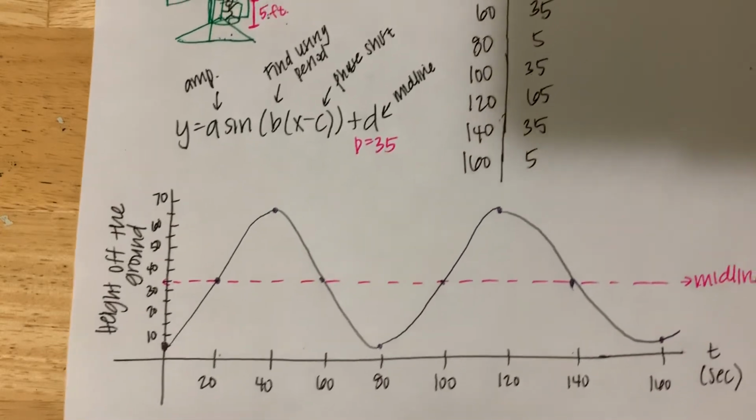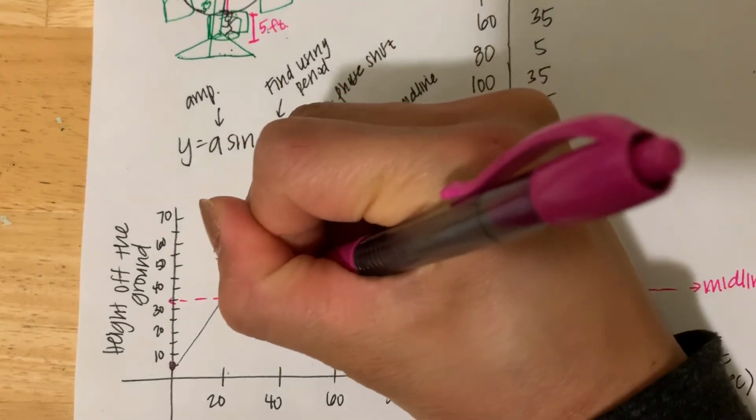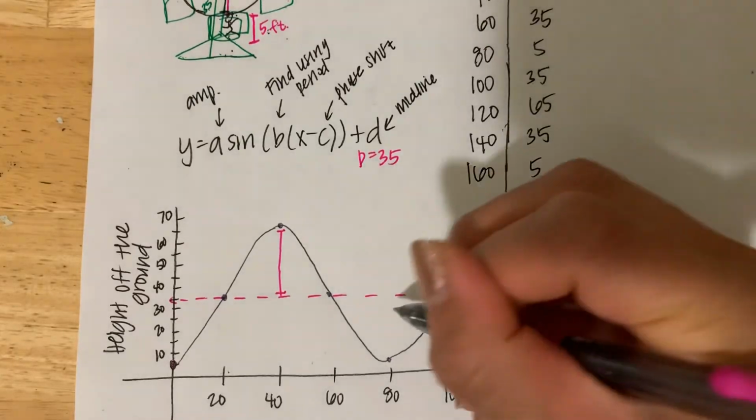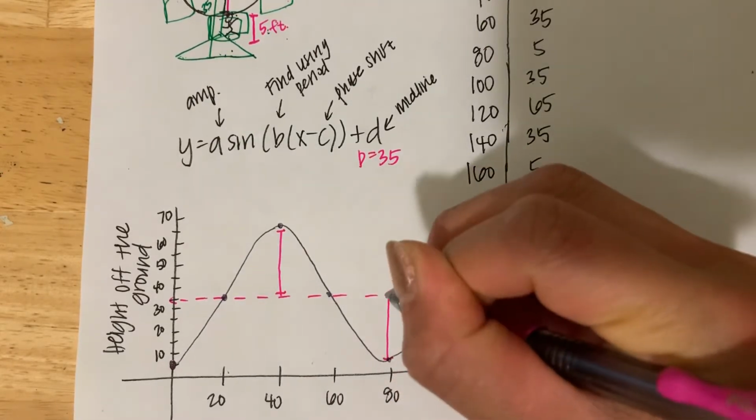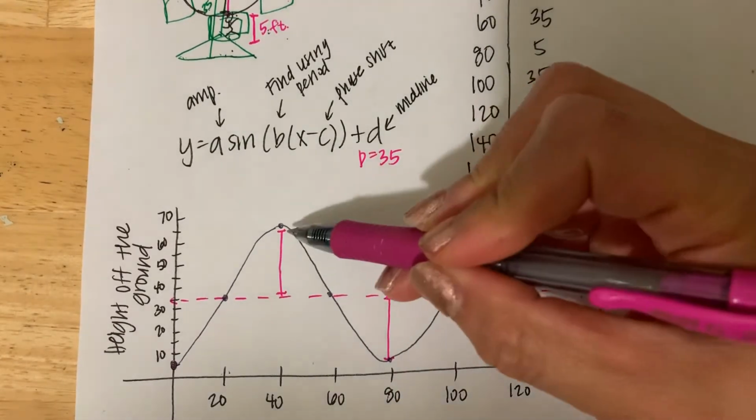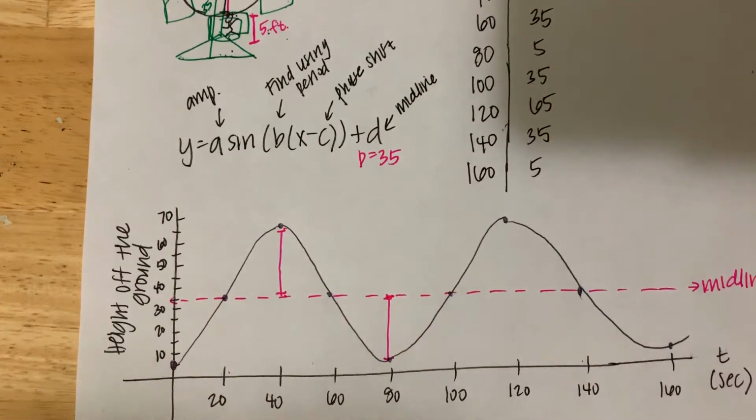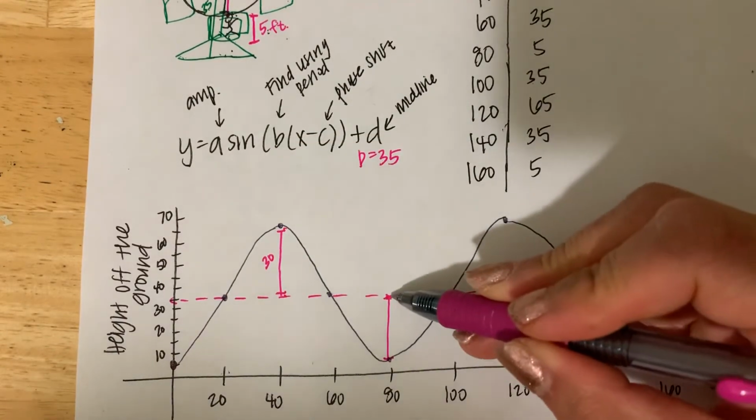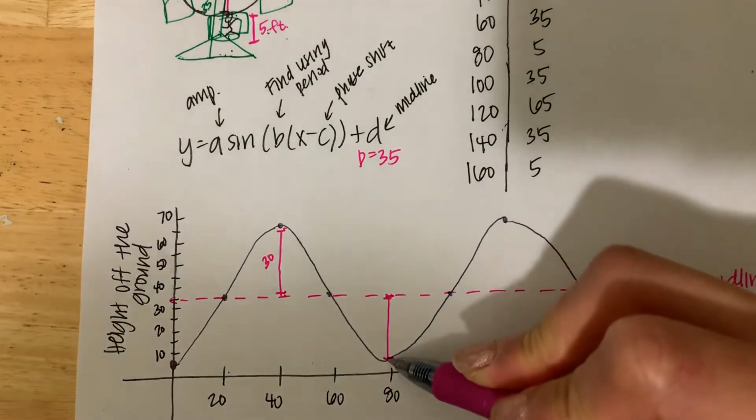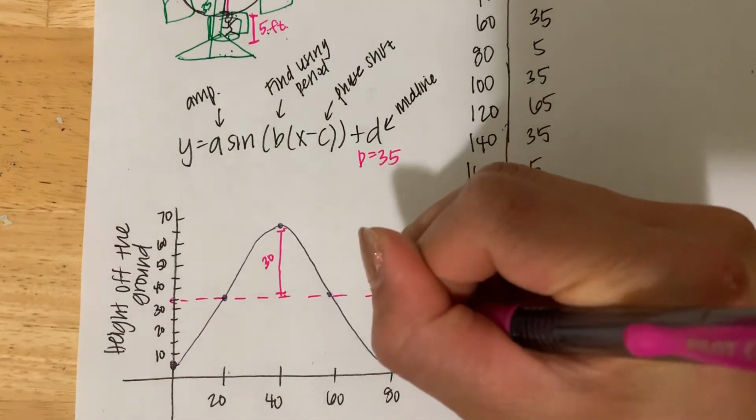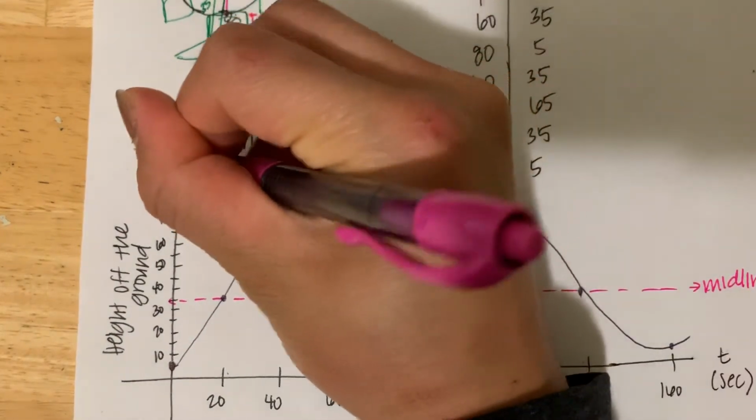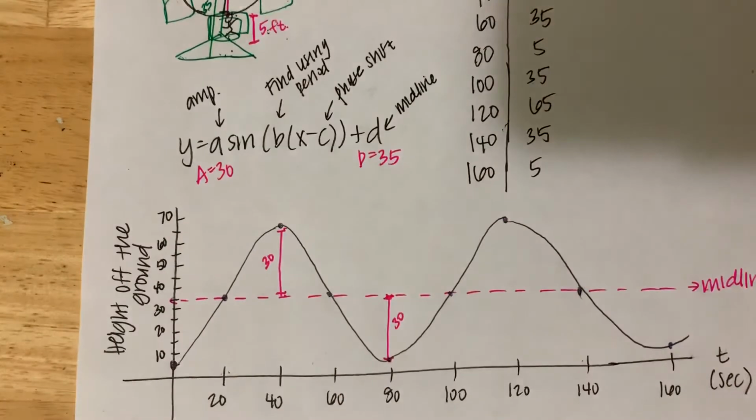From there, I like to find the amplitude. So remember, we want to figure out what this height is, or you could even figure out what this height is. This top point right here is 65. This is 35. 65 minus 35 is 30. Same thing, even if you did it on here, 35. This point here is 5. 35 minus 5 is also 30. It should always line up. That means our a value is 30.